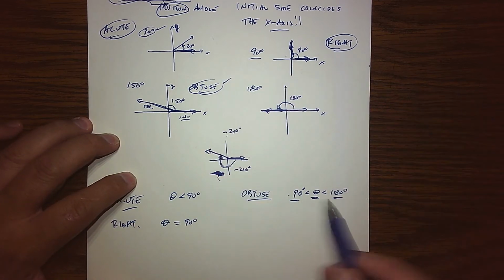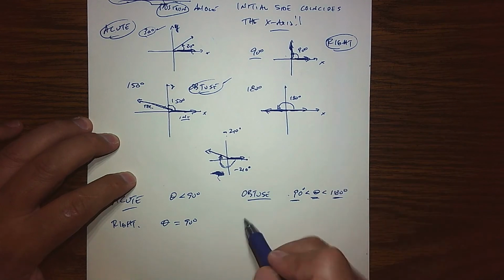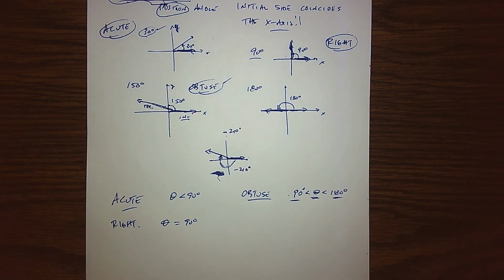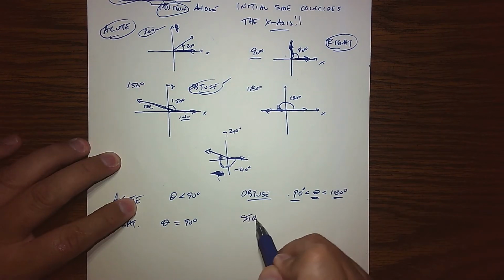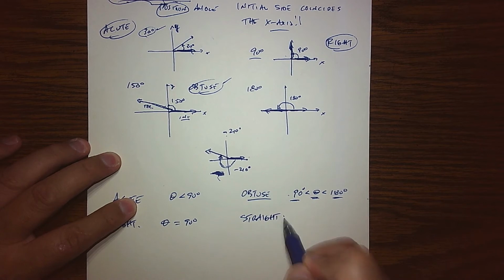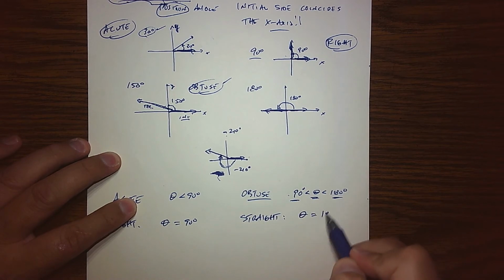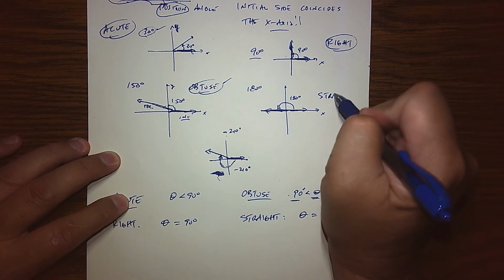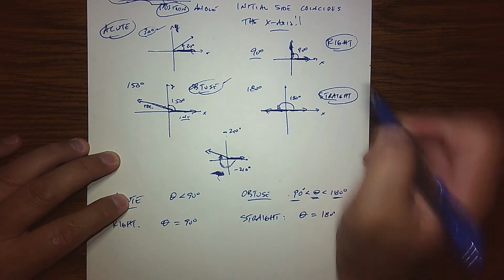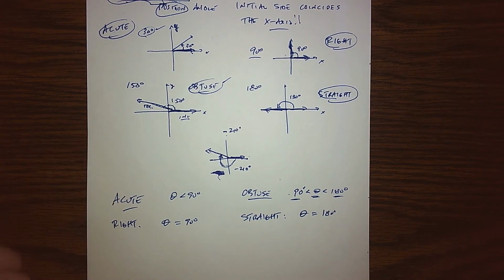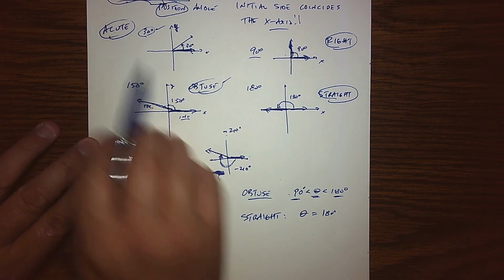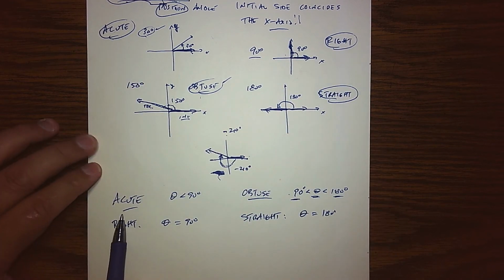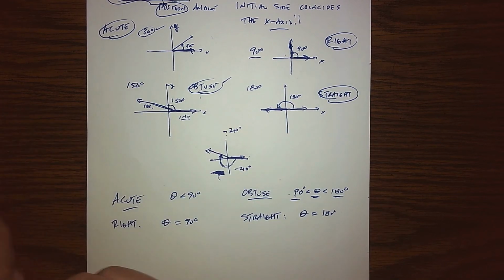So an obtuse angle is between 90 and 180, and then last but not least, we have what's called a straight angle. This is when my angle is exactly equal to 180 degrees. And so here would be our example of a straight angle. Again, we're in standard position. Of course, you do not have to be in standard position to be acute, obtuse, right, or straight, but it's kind of nice to get our bearings when we talk about those situations.